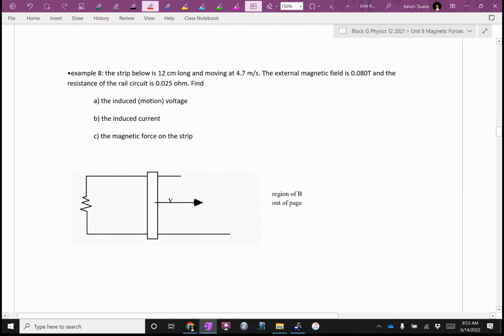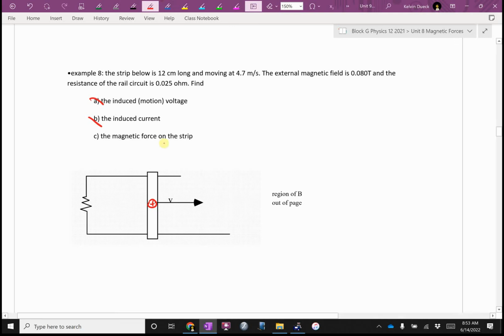Example 8 says this. The strip below is 12 centimeters long, moving at 4.7 meters per second. The external magnetic field is that. It wants you to figure out the induced voltage and the induced current. I'm going to skip the numbers because we're just doing right-hand rule review. So we would say, first of all, there's our positive charge. As we just start to move this bar, which way are the positive charges moving? To the right. Which way is the magnetic field? Out of the page. So I point my thumb to the right, fingers out of the page.